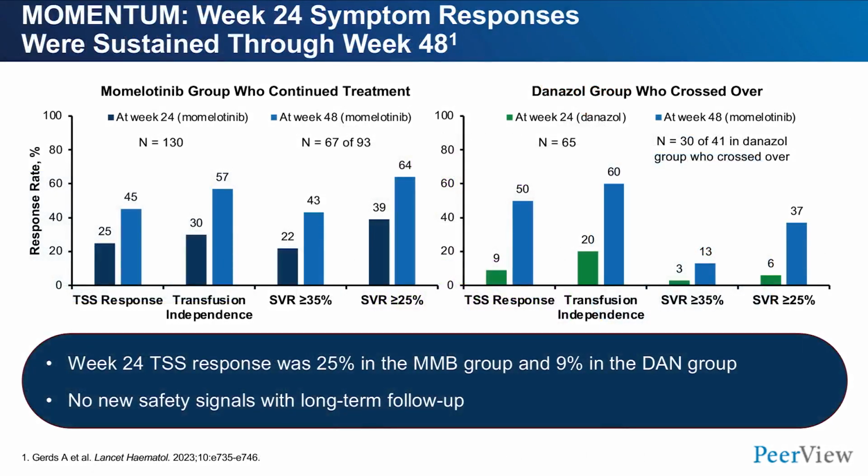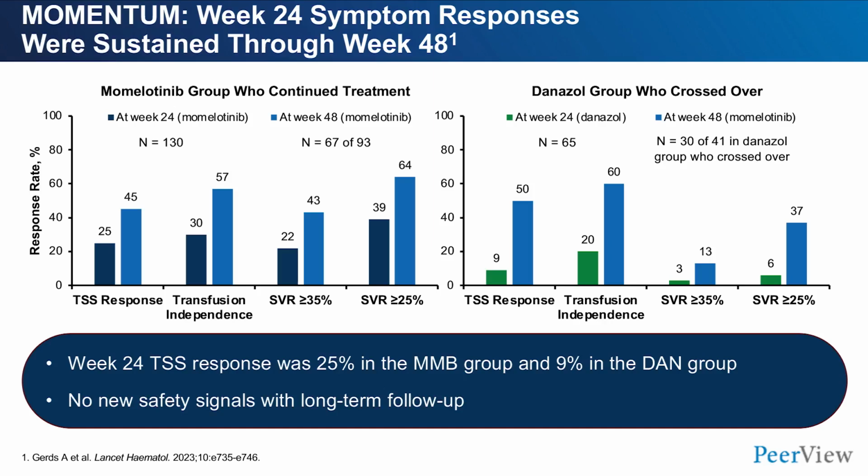And so you can see here the responses. The response rate at week 24 was based on the intention-to-treat population, so accounting for 130 patients in the momelotinib arm and 65 in the danazol arm, while the week 24 analysis, the response rate at week 24, was based on the number of patients who continued momelotinib, started from momelotinib, or those who started with danazol and then crossed over to momelotinib. And you can see here the results.